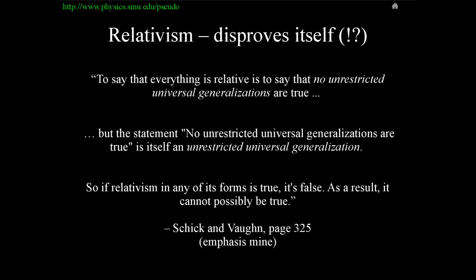Basically, to say that everything is relative, okay, to say that you create reality, and you create reality, and you create reality, is basically to say that there are no universal generalizations, okay? That is, there's no thing that's true everywhere at all times for everyone and every point in space, okay? These are unrestricted universal generalizations, like the law of gravity. Okay, the law of gravity would be an unrestricted universal generalization. We believe, based on evidence, it's true everywhere, okay? That's not allowed in relativism. Okay, but the statement that no unrestricted universal generalizations are true is itself an unrestricted universal generalization. That is, there is no thing in the cosmos that is the same.